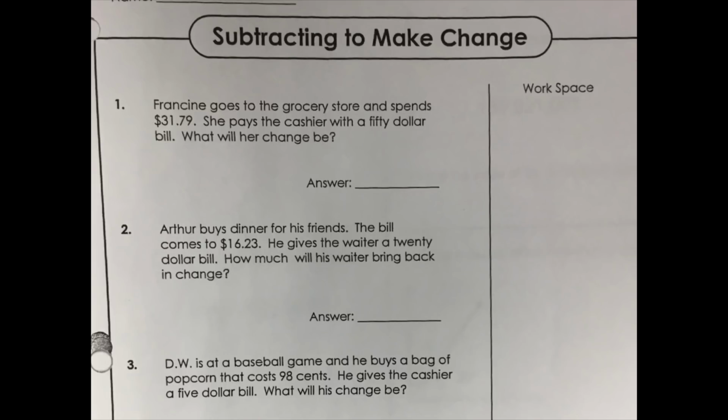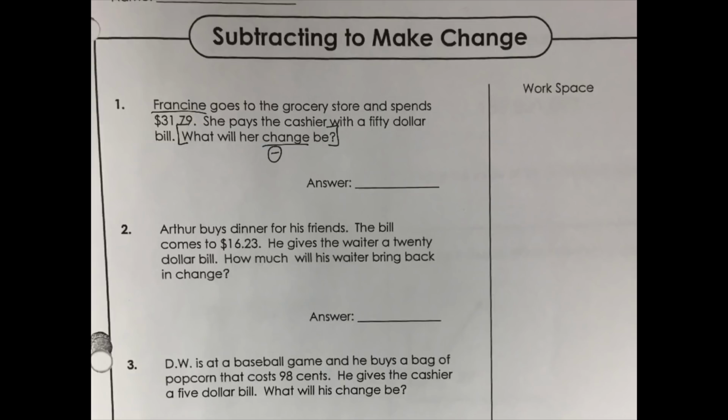Put your pencil down. Let's use our UPS check strategy to understand the question by reading and visualizing. Francine goes to the grocery store and spends $31.79. She pays the cashier with a $50 bill. What will her change be? So the first thing we do is pick up our pencil and bracket the question. We're looking for her change, and we know that's a hint word for subtraction.